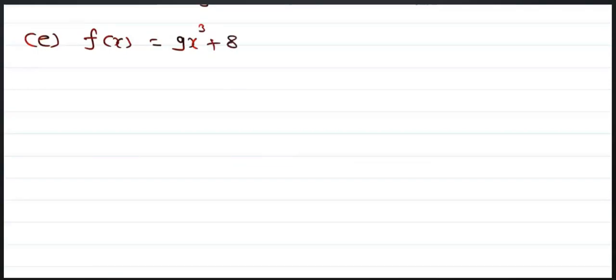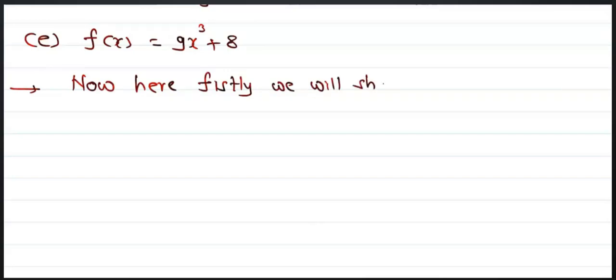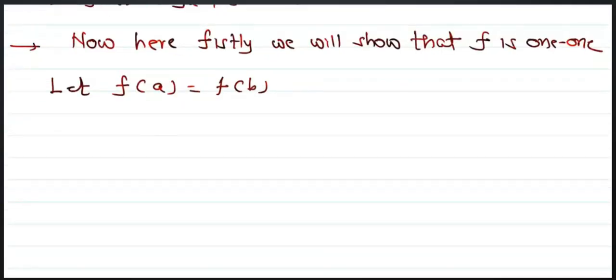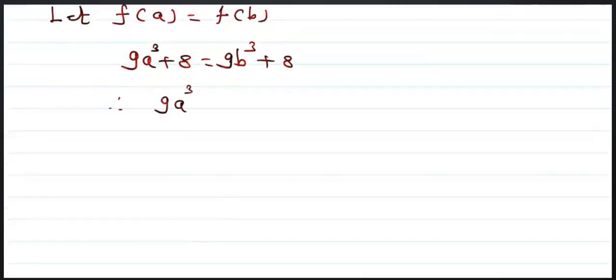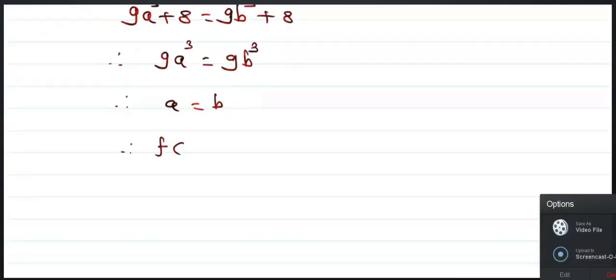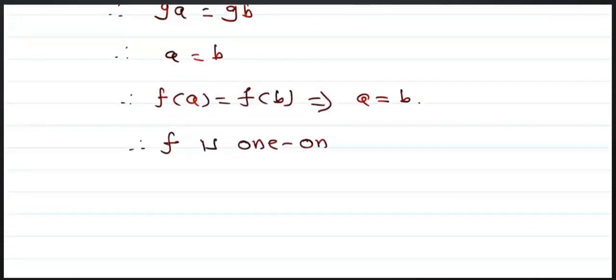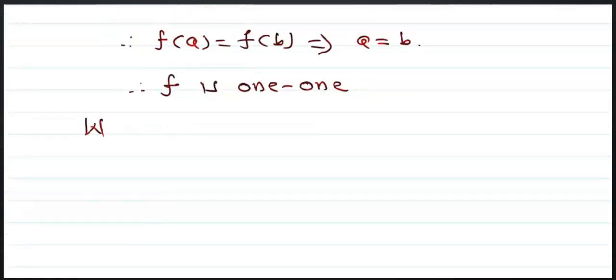Now next is f of x is equal to 9x cube plus 8. Here firstly we will show that f is one-one. Take f of a equal to f of b. That is, 9a cube plus 8 equals 9b cube plus 8. After simplification, you will get a is equal to b. Therefore, f of a equal to f of b implies a equal to b. Therefore, f is one-one.